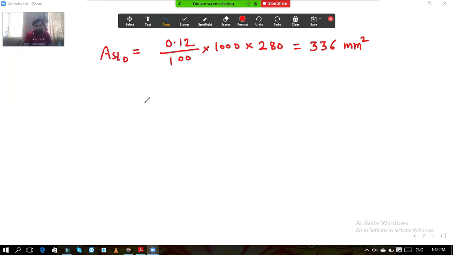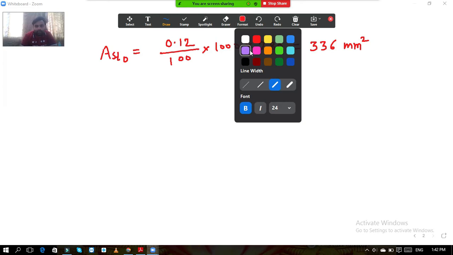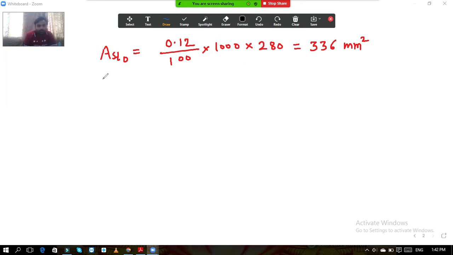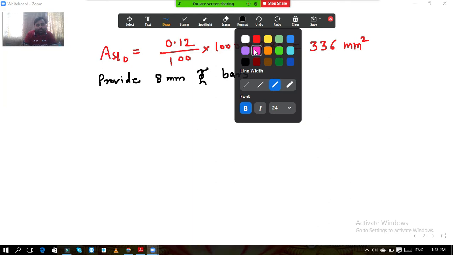Okay, so now we will choose one diameter on this side also. We will choose 8 mm diameter bars, as this area is very less, 336 mm square. So provide 8 mm diameter bars, and let us see now what is the spacing of this.